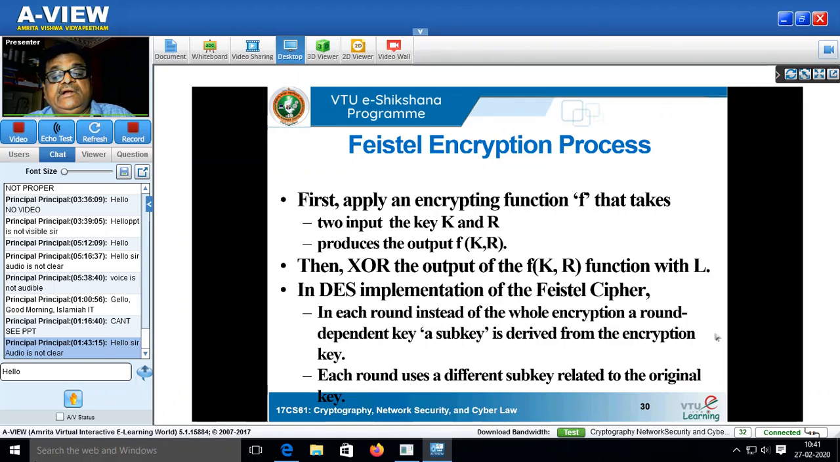In the DES implementation of the Feistel cipher, in each round, instead of the whole encryption key, a round dependent key, which is called a sub key or round key, is derived from the encryption key. Each round uses a different sub key related to the original key. This is how we arrive at the uniqueness of the Feistel encryption algorithm.